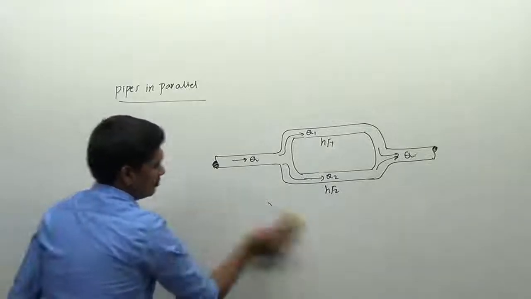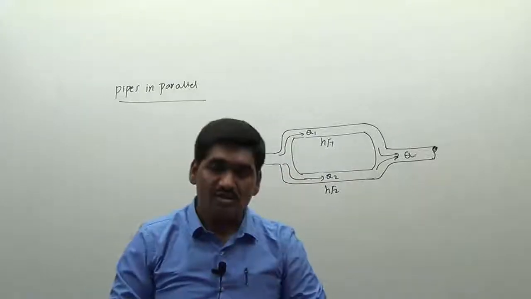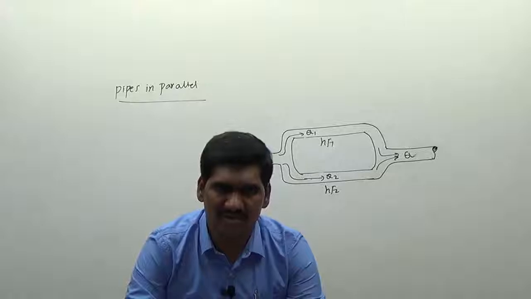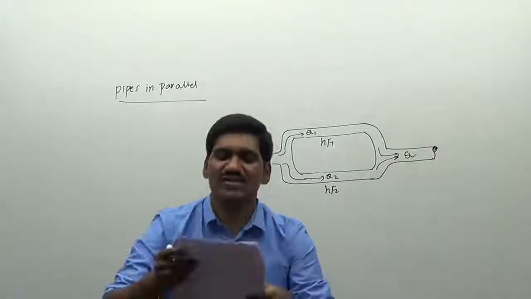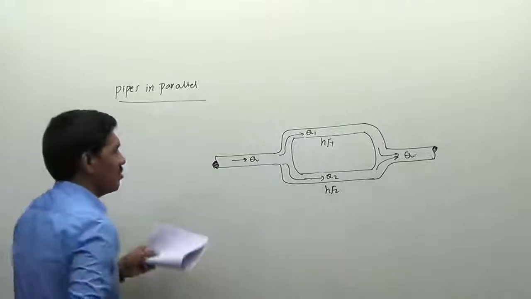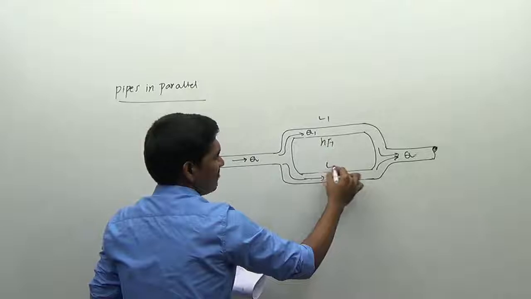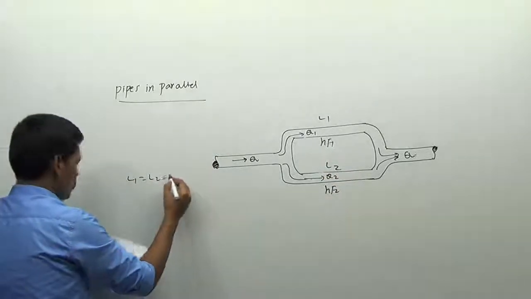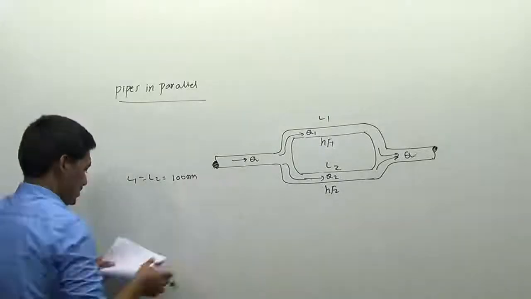Okay, now see here. So this is a problem that is given for us. The length of 2 pipes which are parallel to each other is given as 1000 m. Okay, let us take this figure only. This is having a length of L1, this is having a length of L2. Therefore I am taking L1 is equal to L2 is equal to 1000 meters.